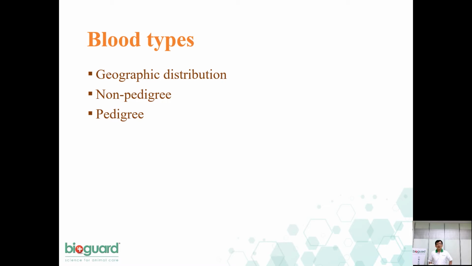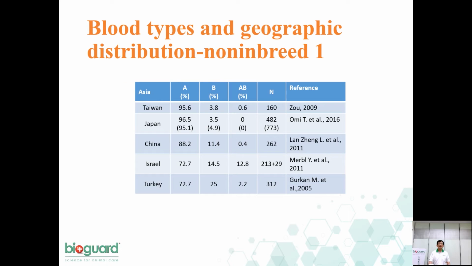Let's take a closer look at the blood types, how they are geographically distributed in different areas, and the relationship in non-pedigree cats and pedigree cats. Let's check the non-inbred cats first. This table summarizes some investigations in Asian countries of the non-inbred cats' blood type. We can see in Taiwan, Japan, China, Israel, and Turkey, type A definitely shows the most prevalent in different countries, and type B is less common, and AB is rare, but still there are some differences in the population among the three different blood types in different countries.